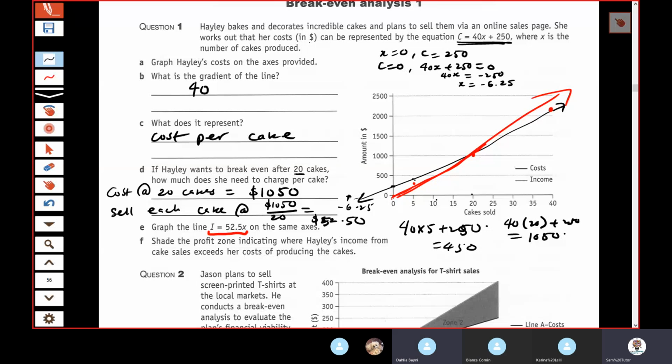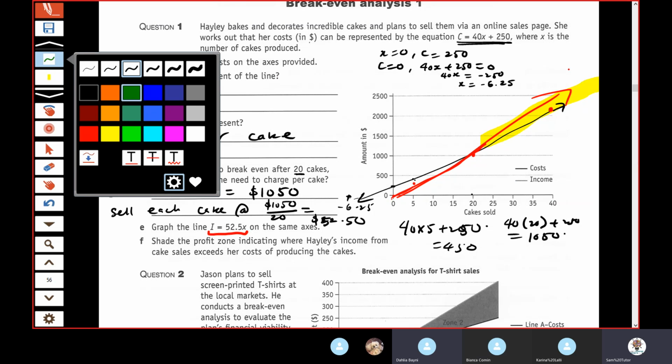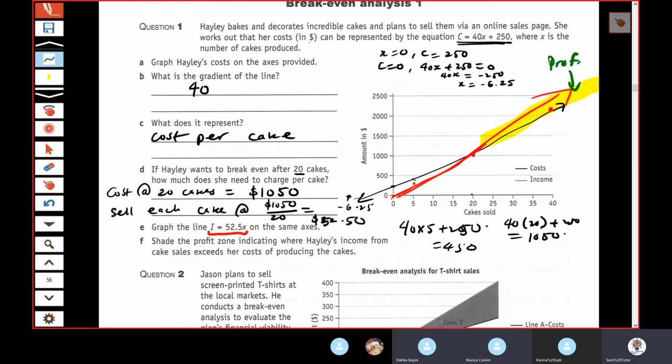Any questions? No, that makes sense. That's your income. And then shade the profit zone. Anyways, you're losing money here because the black one's on top. You've made the same amount of money. You have reached your profit zone here afterwards. Does that make sense? Okay. All right, done.